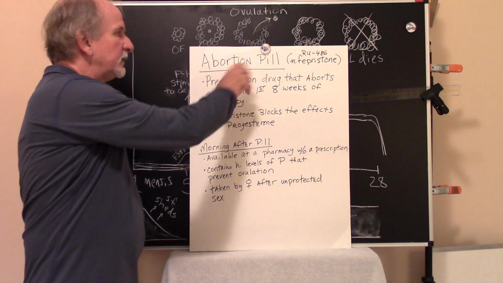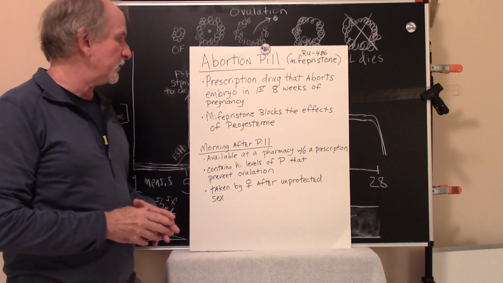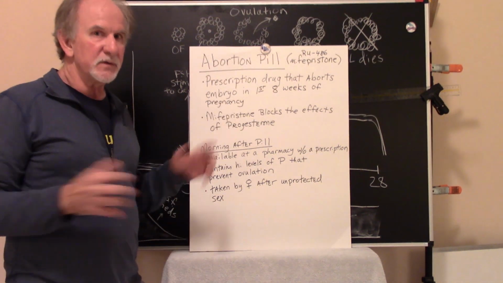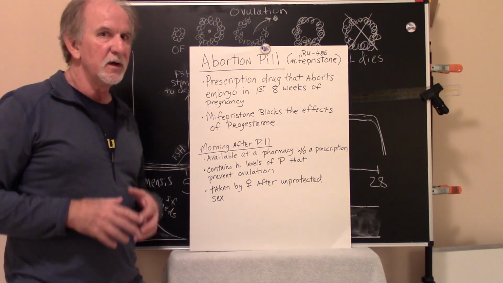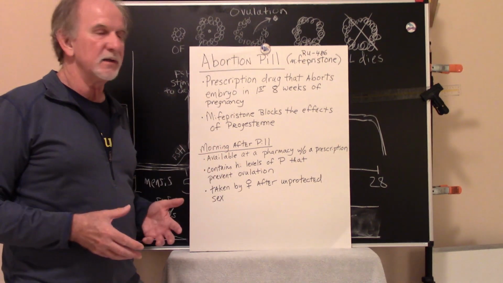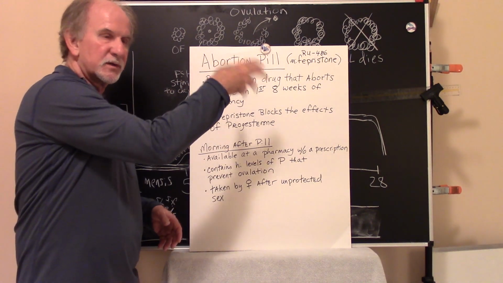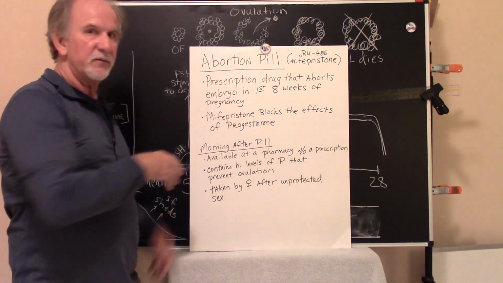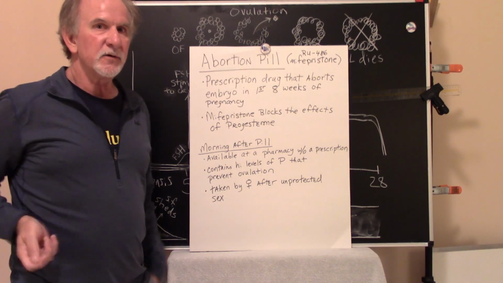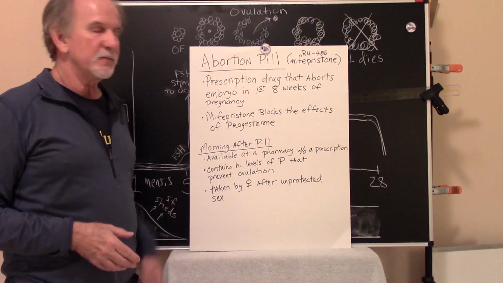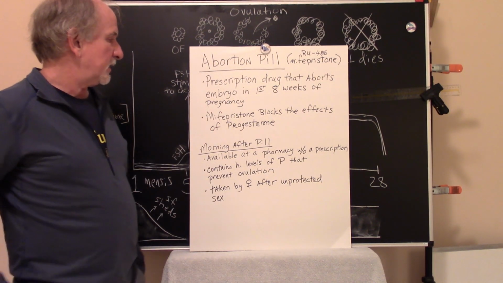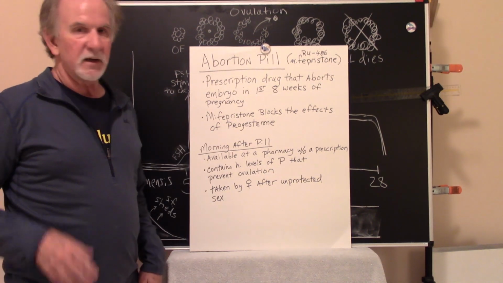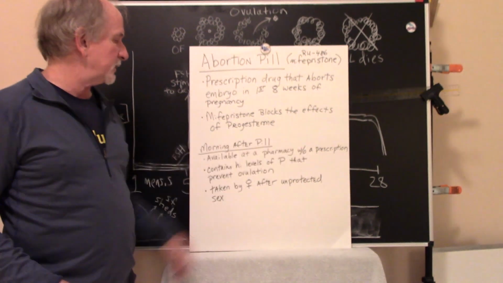And mifepristone, the active ingredient in the abortion pill, blocks the effects of progesterone. Progesterone is the hormone of pregnancy, and its effects are critical to maintaining a pregnancy. So this is an anti-progestin, or a drug that blocks the effects of progesterone, and that in turn will terminate a pregnancy.